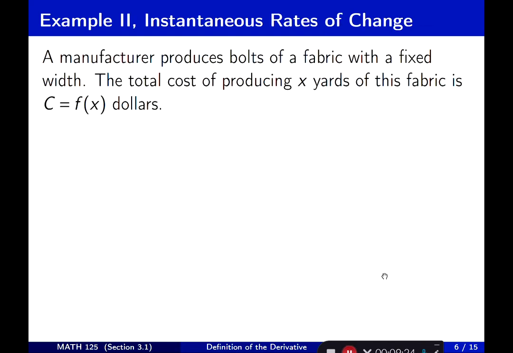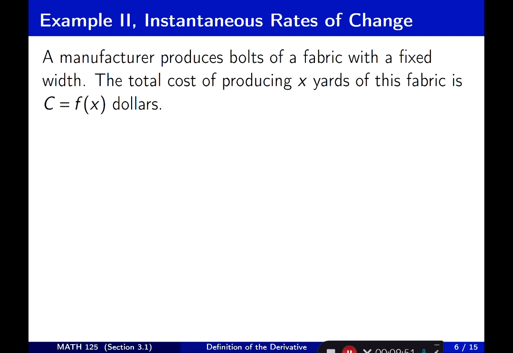Example 2, instantaneous rate of change. So what we talked about is basically the definition of the derivative at this point, and we talked about the instantaneous velocity, but what does instantaneous rate of change mean in general? And so this is the question.